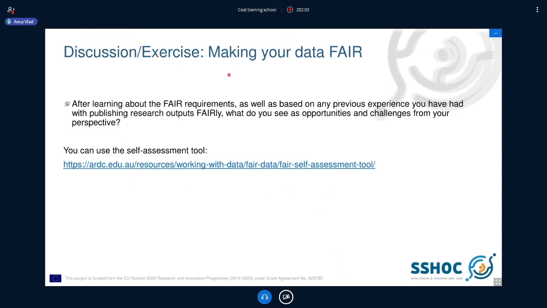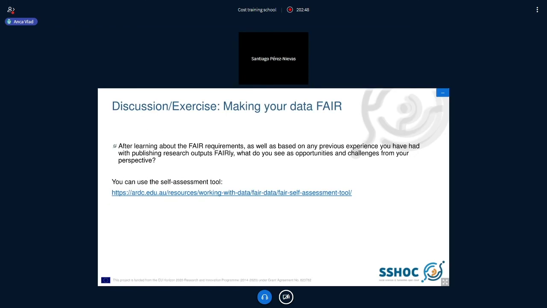Okay. Right, and now I had a discussion exercise, just to talk in general about the FAIR requirements, and based on your experience with publishing before, what are the challenges and opportunities that you see? And there's also a self-assessment tool here for FAIR data that I'll let you look at as well. I don't think we have time for this discussion now, but we'll just do questions. Thank you very much. I hope this was useful in understanding the FAIR principles and how to go about publishing our data in a FAIR way. Okay, thank you. So I'll just wait for questions now.